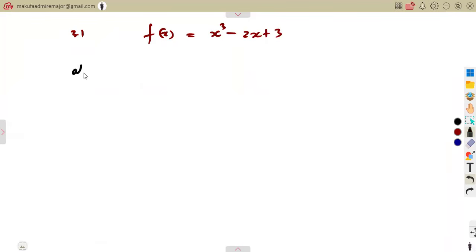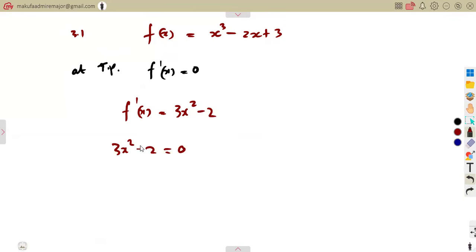And at any turning point, we know that the first derivative is equal to 0. So what is the first derivative of this function? First derivative, we're going to have 3x squared minus 2. So this must be equal to 0.